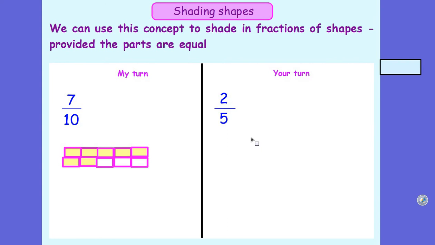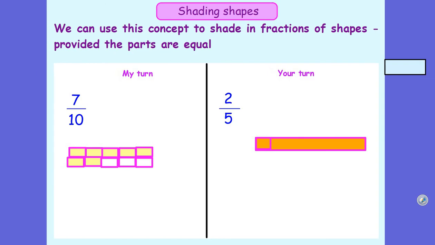So if I've got 2/5, I need a shape which is going to be made up of 5 equal parts. Your shape might look slightly different, that's fine. 1, 2, 3, 4, 5. So I've got a shape that's made up of 5 equal parts. This time I've got 2/5, so I need to shade in 2 of those parts. So this diagram shows me shading in 2/5 of this shape.